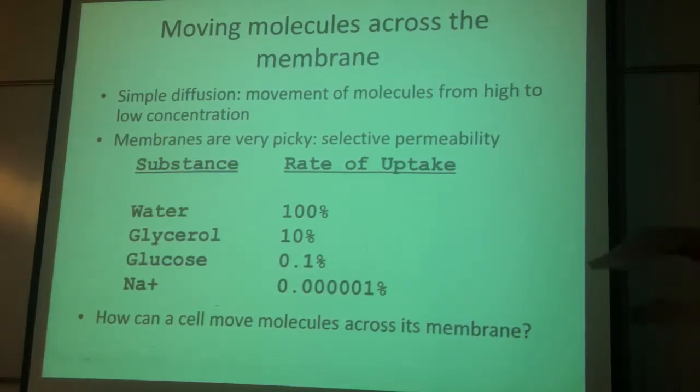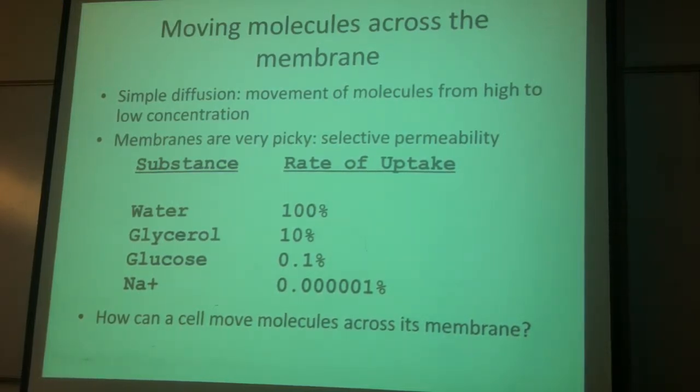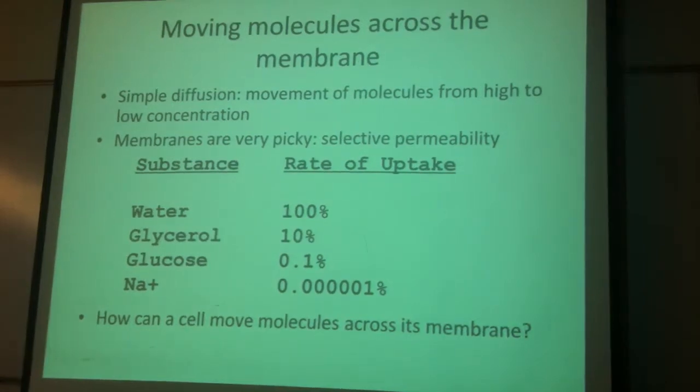Can you tell me why sodium would have a hard time getting through? Size. Yeah. It's charged. And glucose is just kind of big. So all of these, I mean, they can move across, but it's not the easiest thing.